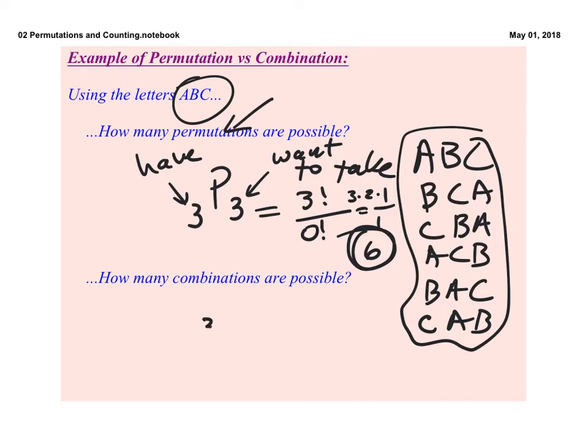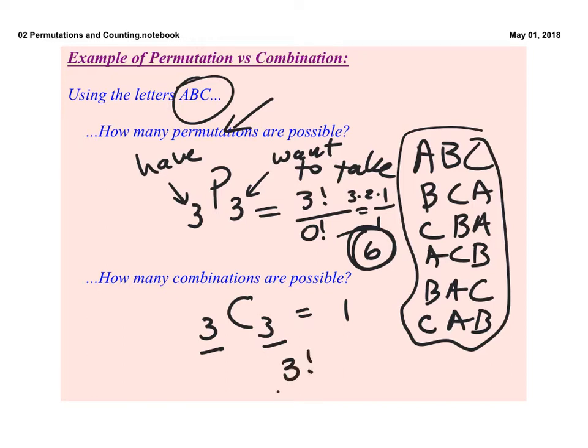How many combinations? Well, let's just go right to the formula. Combinations, I'd have 3C3. This is how many I have. This is how many I want to choose. And if the order doesn't matter and I've got these 3 things and I'm going to choose all 3 of them, then there's only one way to do that. Let's prove it with the formula.